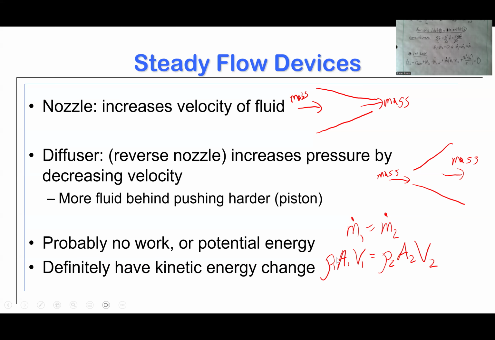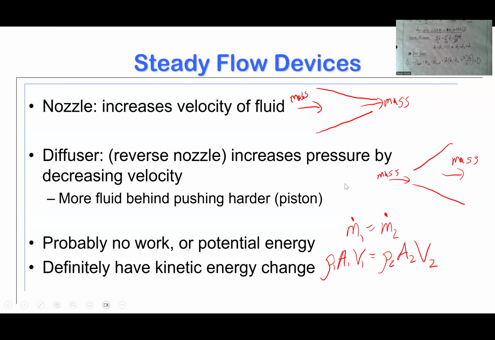And if rho 2 is very close to rho 1, that means V2 ends up taking the bulk of the increase. V2 has to increase. The same is true in the other direction. If the area increases, if A2 is larger, that normally means that V2 is going to be smaller, assuming the densities are pretty close.